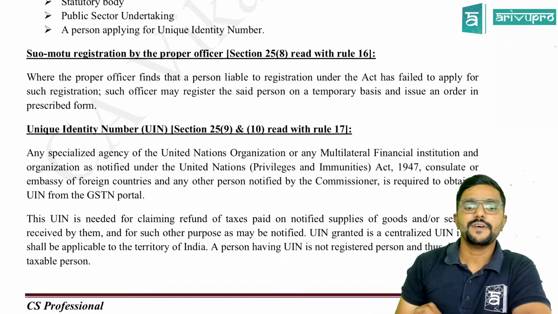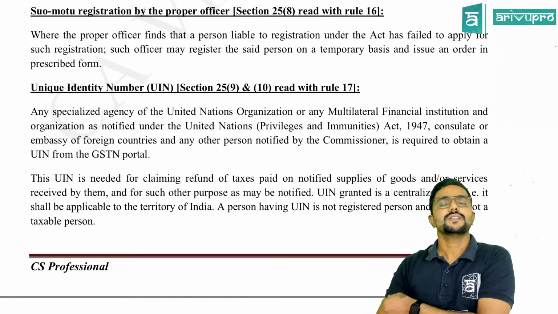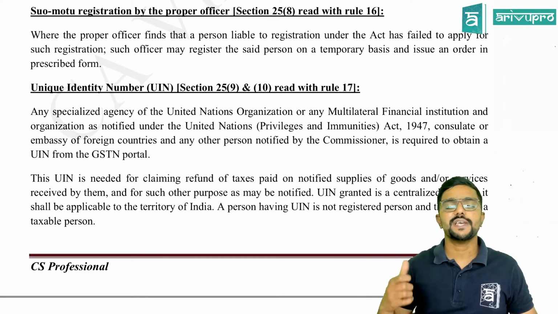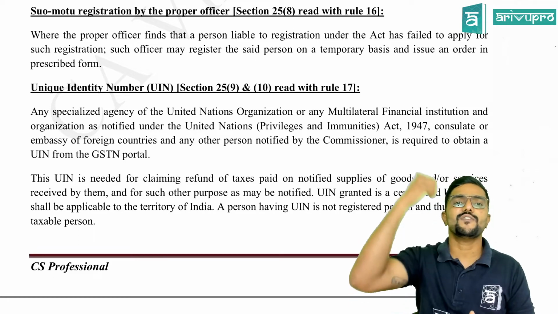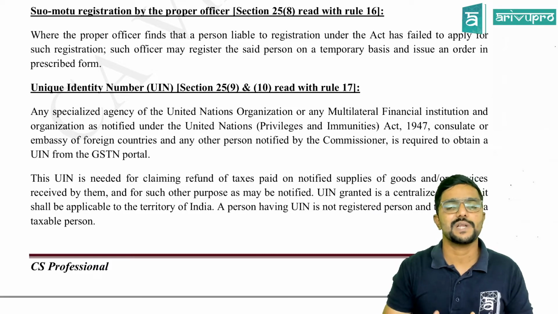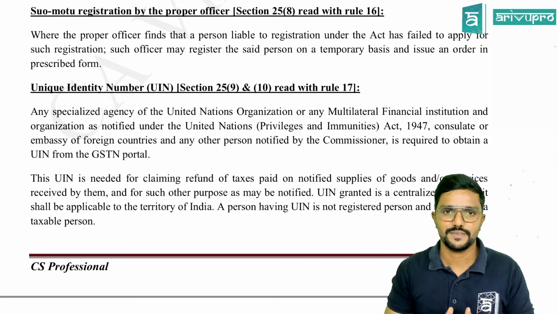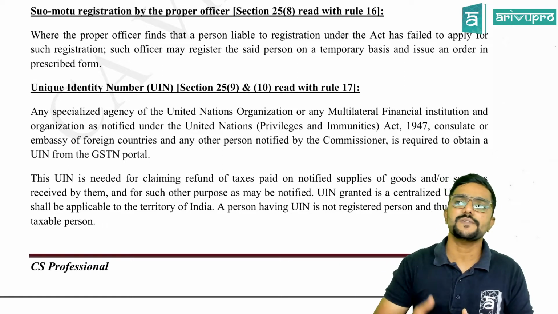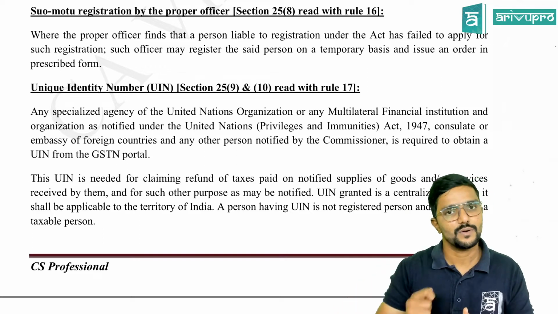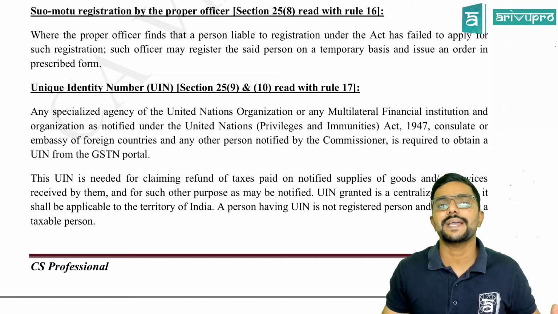Next, 25(9) and (10) talk about the unique identity number. Here they are trying to say that there might be some foreign officials in India who are representing a foreign country, like a foreign embassy, consulate and all. These people have come to India not to supply anything. They come to India to give services to their foreign country through India. Now, they have to obtain something called a unique identity number.